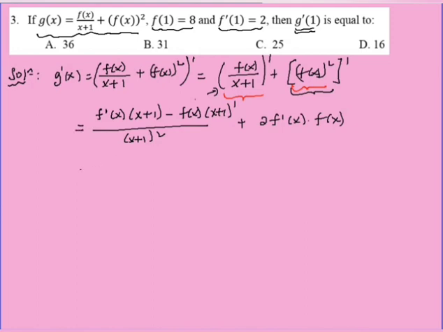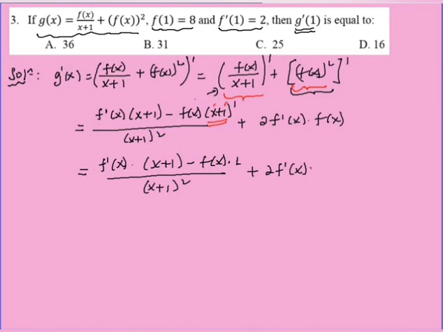Now let us put these things properly. So this is f derivative at x times x plus 1 minus f of x times, here the derivative of x plus 1 is the derivative of 1 plus the derivative of x, which is 1 itself. So f of x times 1, which is f of x itself, over x plus 1 the whole square, plus 2 times f derivative at x times f of x. Now we are asked the g derivative at 1.